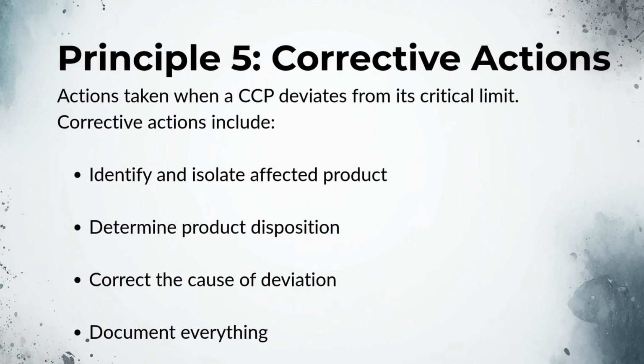When a CCP goes out of control, corrective actions must be taken immediately. Corrective actions include isolating affected product, determining its disposition, correcting the cause of the deviation, and documenting everything. The goal is to prevent unsafe product from reaching the consumer and to ensure the issue does not happen again.